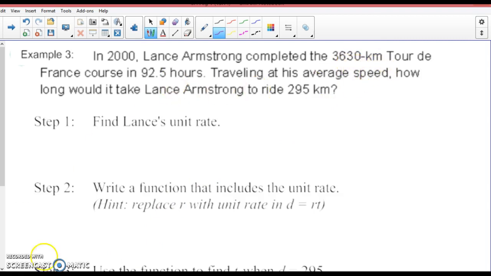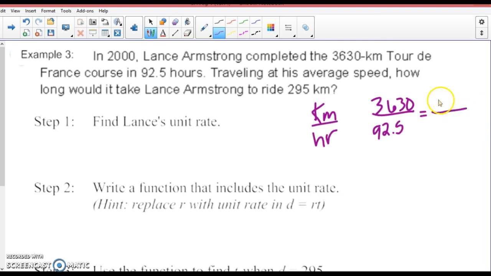We're comparing kilometers and hours. Does it make more sense to do kilometers per hour or hours per kilometer? Which one sounds right? Kilometers per hour. So I'm going to make a cheater fraction. Kilometers per hour. I call that a cheater fraction because it helps me set my proportion up so both sides are the same. So if he went 3,630 kilometers in 92.5 hours, we want to know how long it's going to take him to go 295 kilometers. Well, 295 kilometers in X hours.